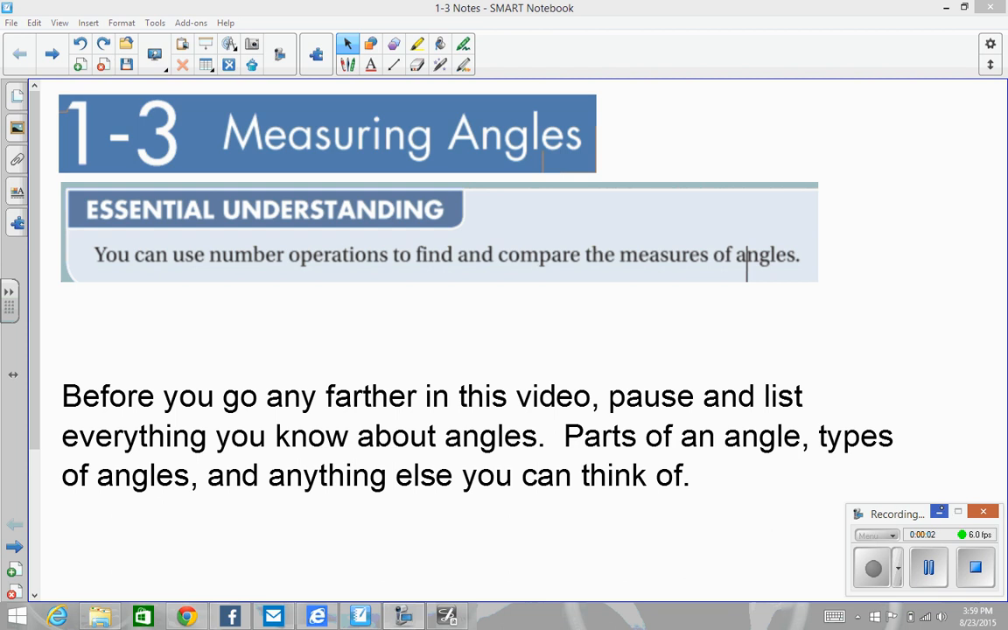Welcome to Geometry Pre-AP. This will be our lesson on angles and working with the measures of angles. I'd like you to pause this video before we start going through the lesson and take a few minutes to list everything that you know about angles, the parts of an angle, types of angles, or anything else that you can think of about angles before we start this lesson. Give yourself a couple minutes just to see what you can figure out, and then restart the video once you've got that done.